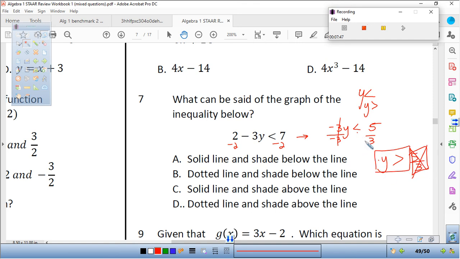Okay, remember, I divided by a negative here, guys. So this thing switches. This switches right here because I divided by this negative. Now that part right there is what I'm looking for. This shades above and dotted. Solid is out, dotted above.